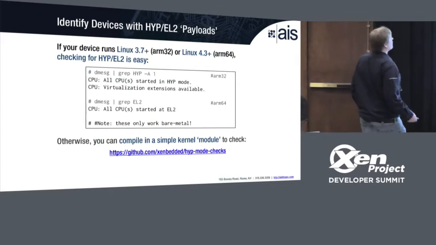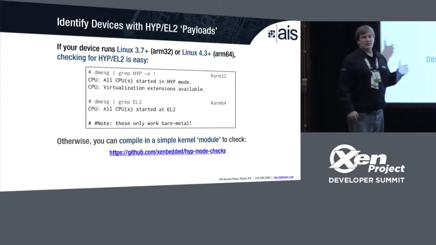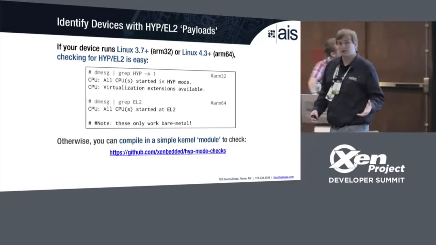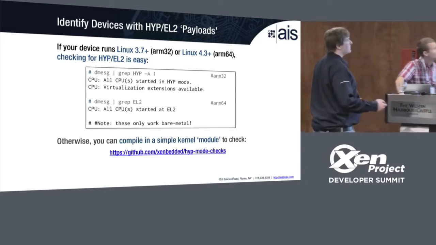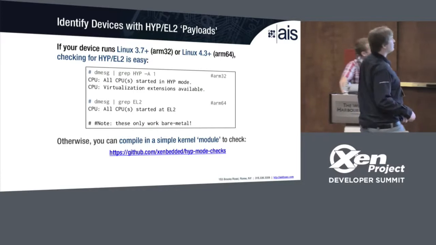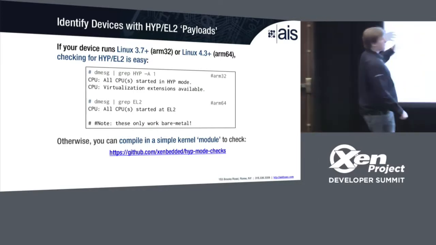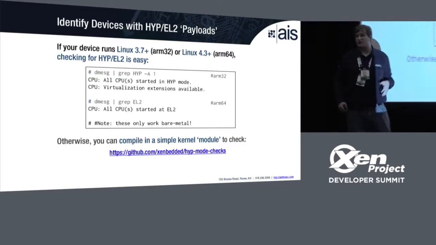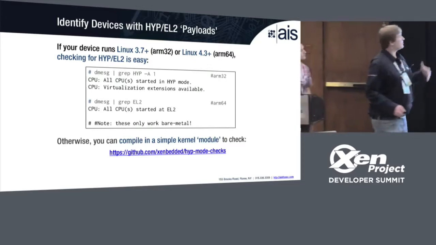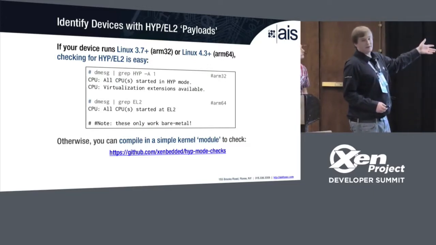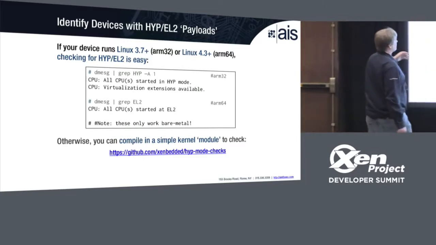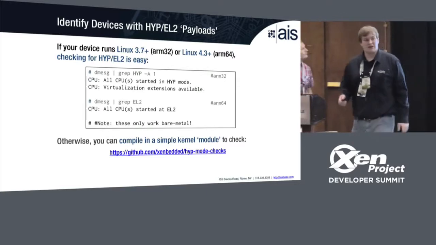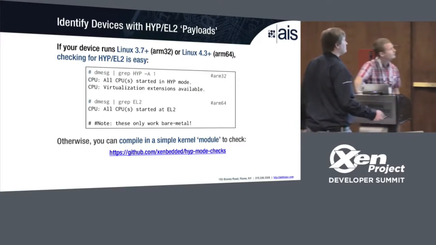So if you want to figure out whether a device boots into its final payload with hypervisor or EL2 privileges, it's actually fairly easy on modern versions of Linux, because as the Linux or Android Linux kernel is starting up, it actually prints out where you've started. So if you're on ARM32, you'll see that it started in hypervisor mode. If you're on ARM64, you'll see that everything is started at EL2, which is that hypervisor execution level.